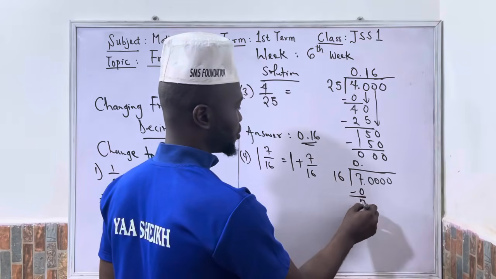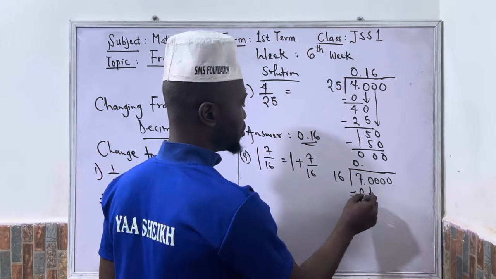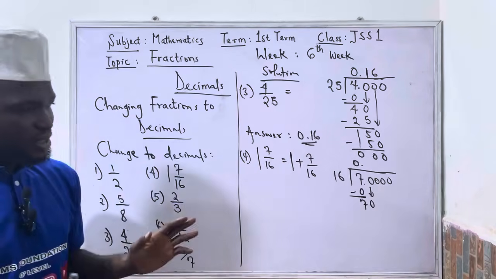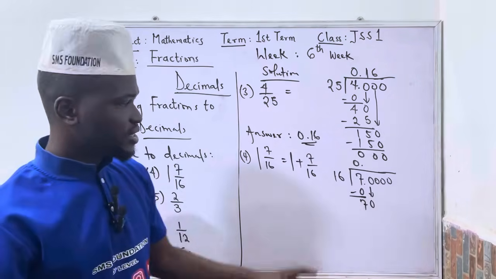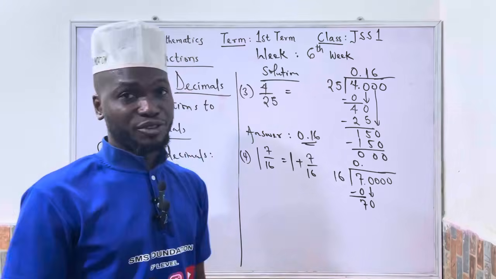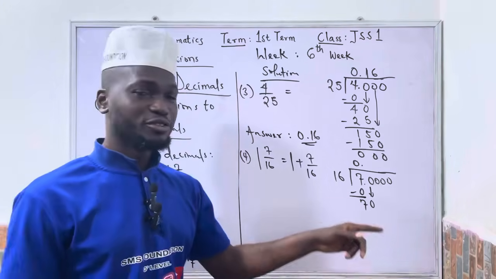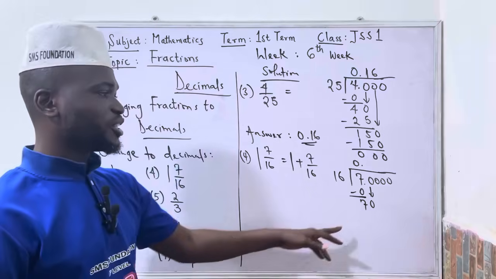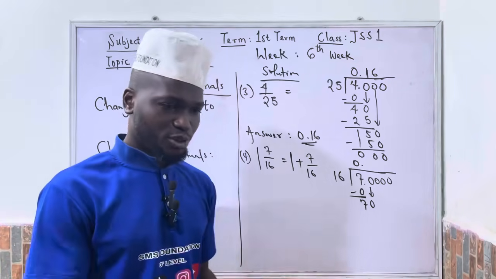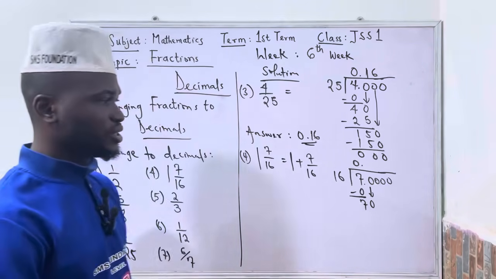Subtract 7 minus 0, you have 7. Bring down the 0. So now, this is where it gets interesting. How many 16 in 70? How many times can you multiply 16 to get to 70? You might not get 70 directly, but you get something close to 70.